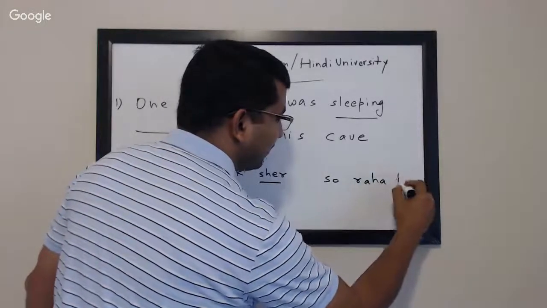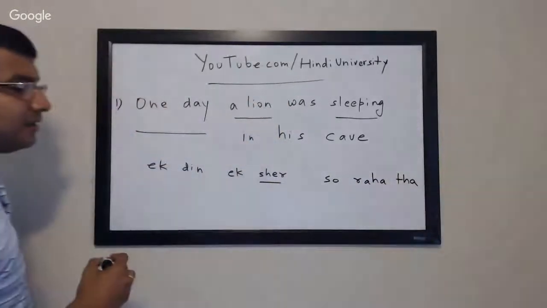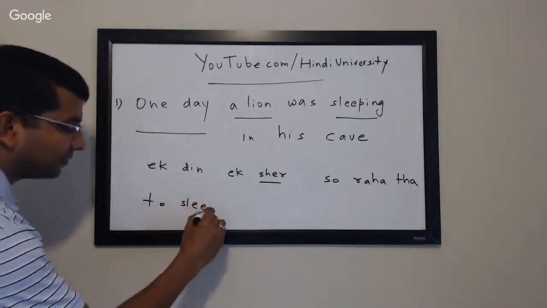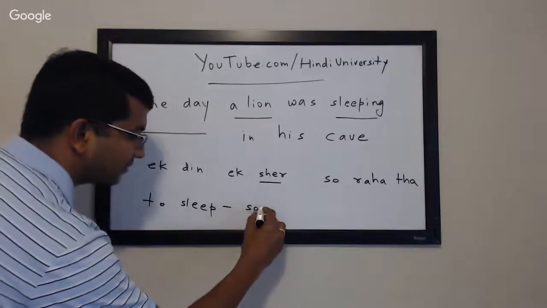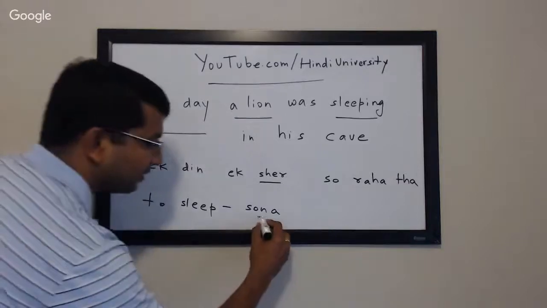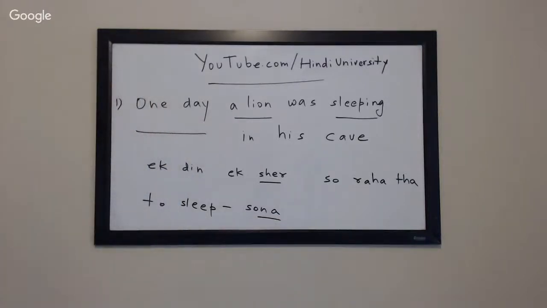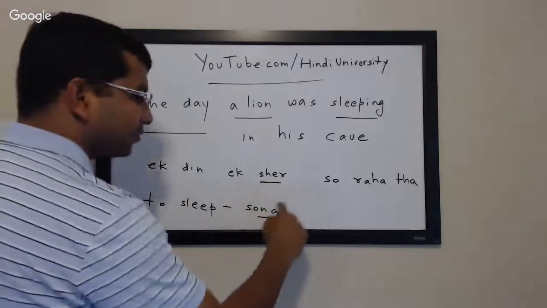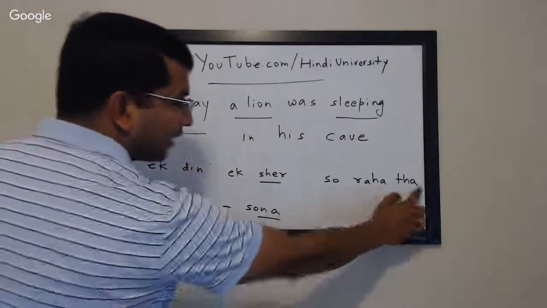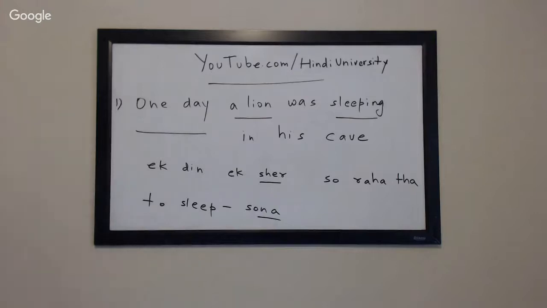Why do you think it's so raha tha? Because sona is to sleep. When you want to say was sleeping, you take the na off the verb sona and add raha tha, if the lion is masculine. If it's feminine, then it'd be so rahi thi. That's absolutely right. Ek din, ek sher so raha tha. Because it's past continuous, you remove na and put raha tha. If it is a lioness, it will be so rahi thi.